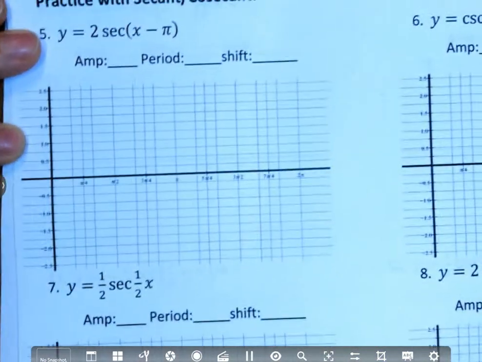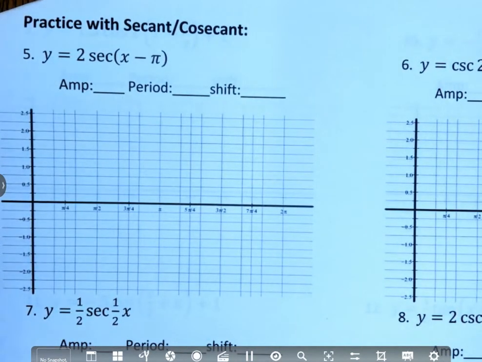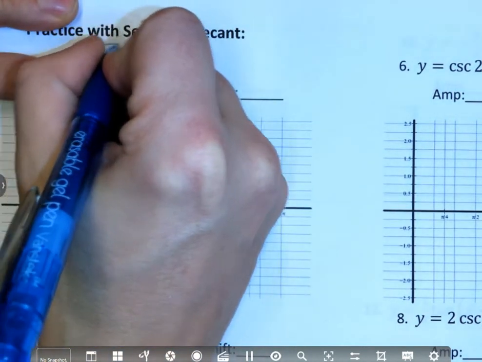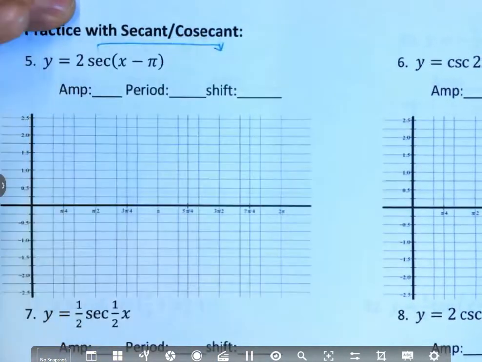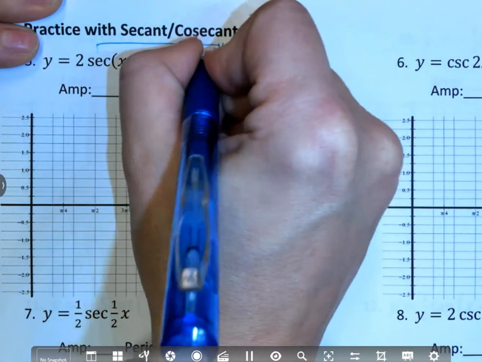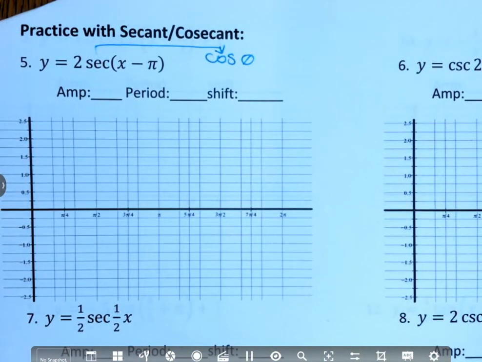To handle these problems, the way I like to do it is I will actually start and say, don't wanna, not gonna, what's the reciprocal? I don't want to graph secant. I'd much rather graph what pairs with it. So what pairs with secant? Cosine. So I'm going to pretend that this is a cosine graph with all of those characteristics.